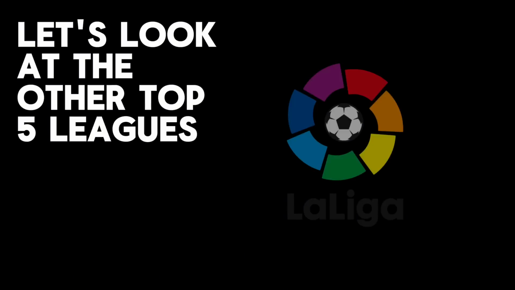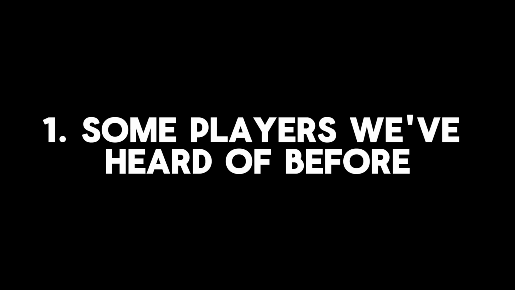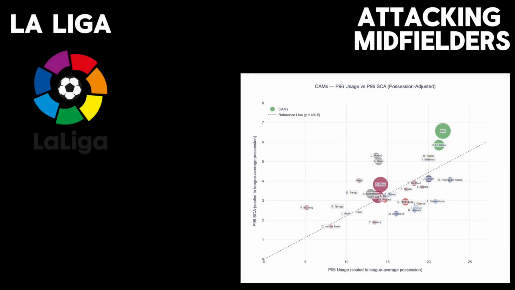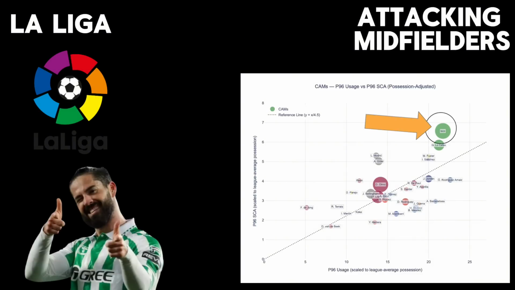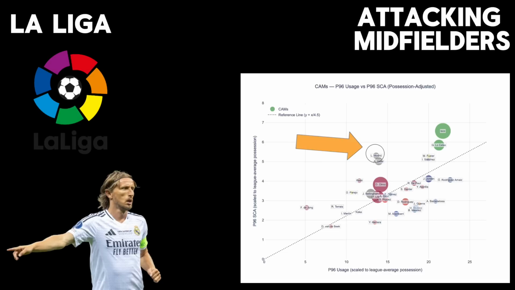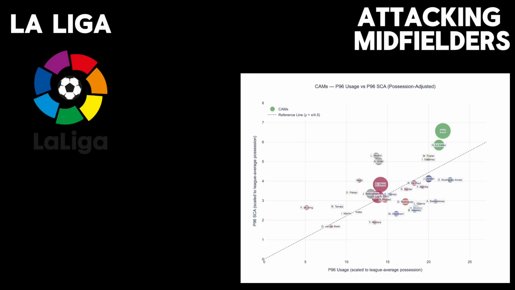So let's look at the other top 5 leagues. Up first, La Liga. First, I'll talk about some players that we've all heard about before. Here are the attacking midfielders. Although he no longer plays on one of the elite teams, Isco is still a world-class player. Luka Modric appears to be getting the most bang for his buck. You'll notice throughout this video that a lot of the savvy veteran players are far above this line.